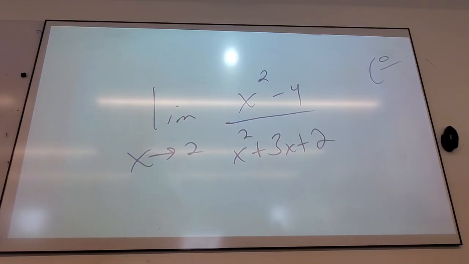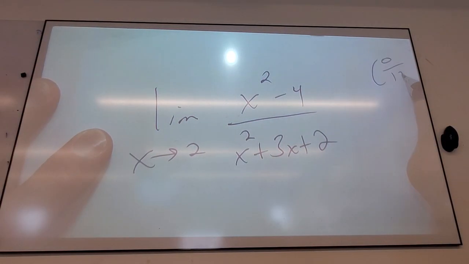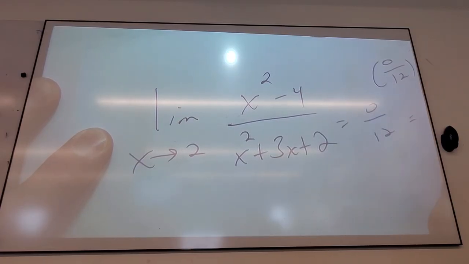What is it that tells me I have more work to do? If it's indeterminate. That literally means I currently cannot determine the answer the way it is, so I have to change it. If it's not indeterminate, that means it's determinate, which means you should be able to get the answer. You can determine it. So this is not indeterminate. In fact, what is 0 divided by 12? Zero, you're done.